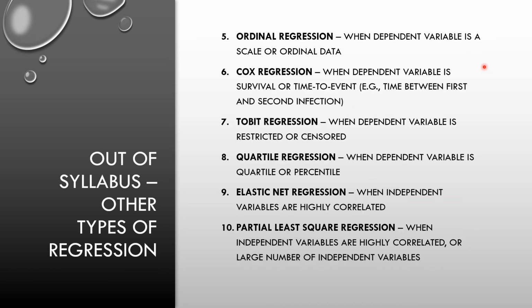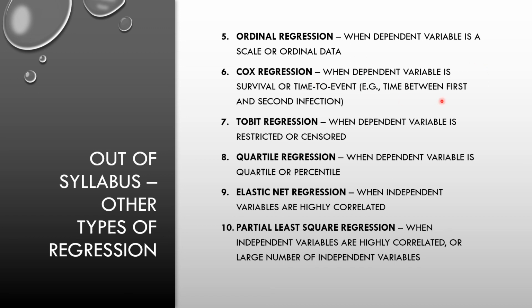The fifth is ordinal regression. Ordinal regression is used when your dependent variable is scale data. Think about student feedback, from strongly disagree, disagree, agree to strongly agree. Those are your ordinal data. So if you're trying to estimate ordinal data, you can use ordinal regression.